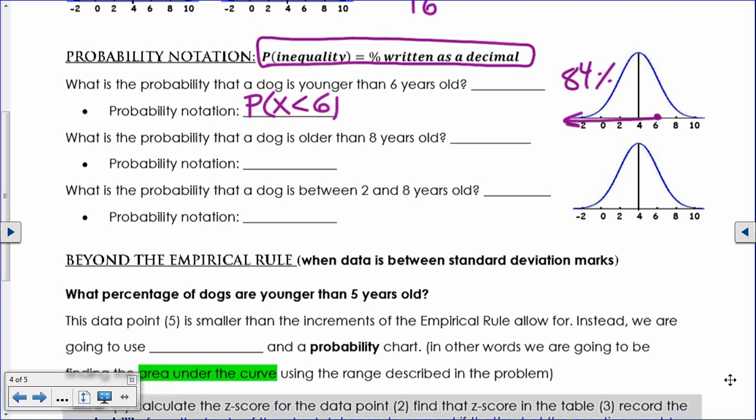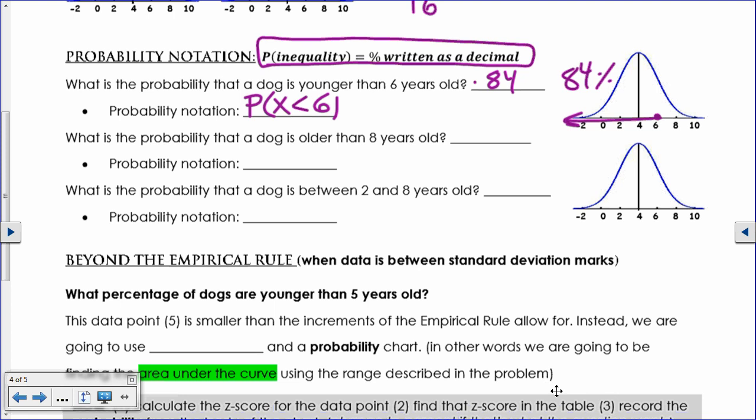If they ask for it in probability, you have to turn that percent into a decimal. Do you guys know how to do that? It's 0.84. You just take the percent and divide it by 100. So it's 0.84 is the probability. So you really have to read the directions to know if they want percentage or probability. Okay?